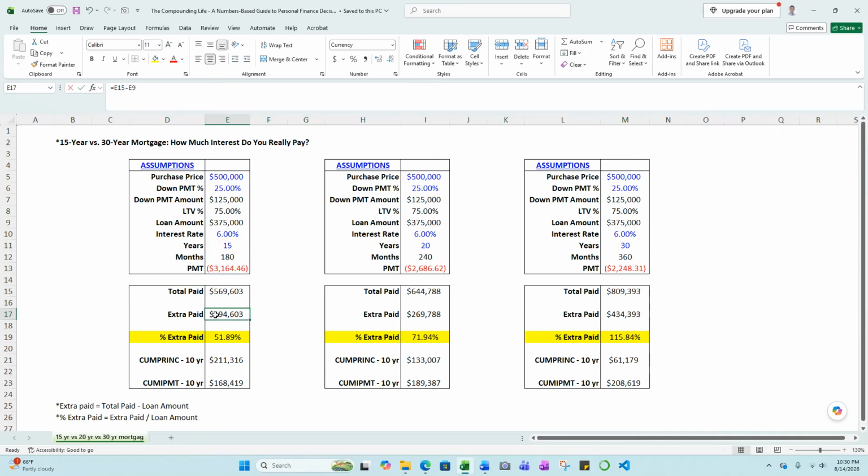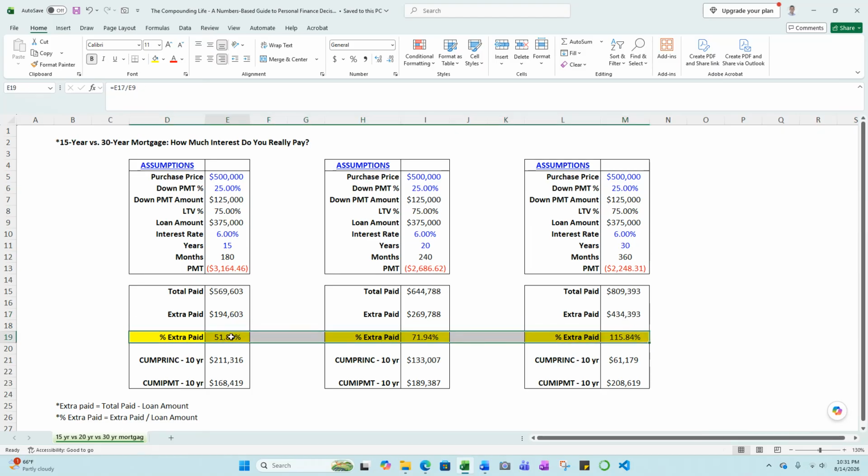And then as far as the extra paid, the way that's calculated is total paid minus loan amount. You can see how that's calculated there if you click F2 on your keyboard. And that's just taking into consideration the loan amount, not the purchase price. So we're focusing on taking the loan out, and how much extra is paid on top of the loan that is taken out.